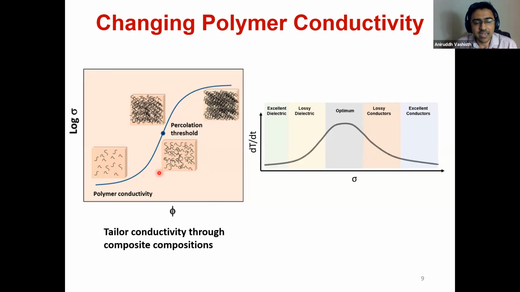Interestingly, dielectric heating is also dependent on the conductivity of the material. So here is the heating rate on the vertical axis. On the horizontal axis, I have the conductivity. If you have a very low conductor, when you don't have a lot of nanofillers, you won't get any heating. And when you have a lot of nanofiller, the material is really conductive. Again, you would not get a lot of heating. And this optimum range pretty much lies in this region of percolation threshold, which is very interesting.